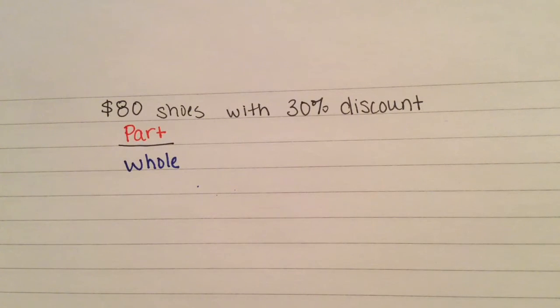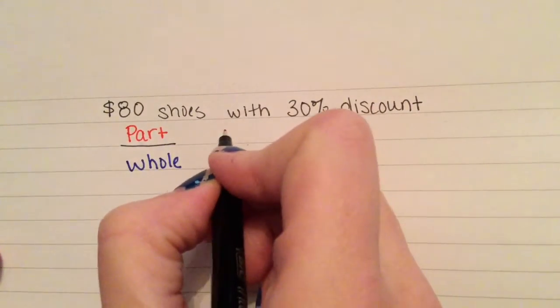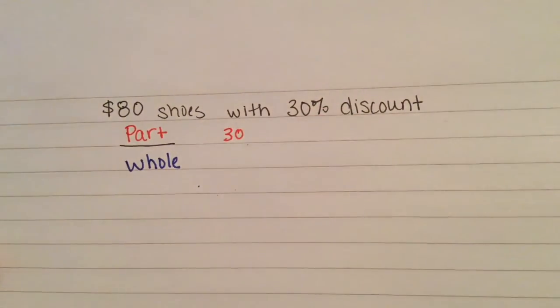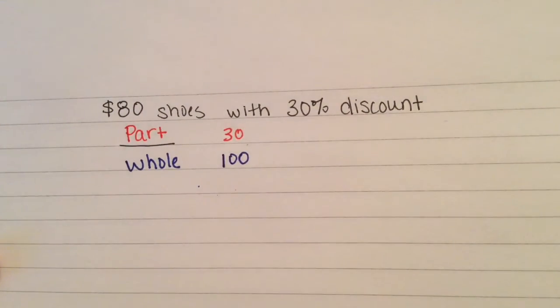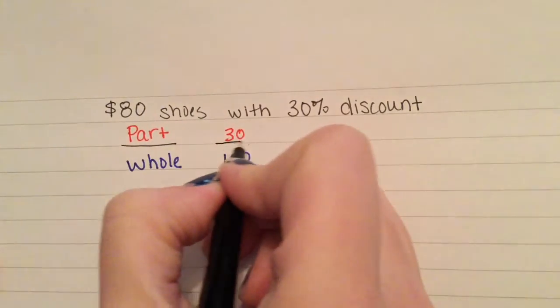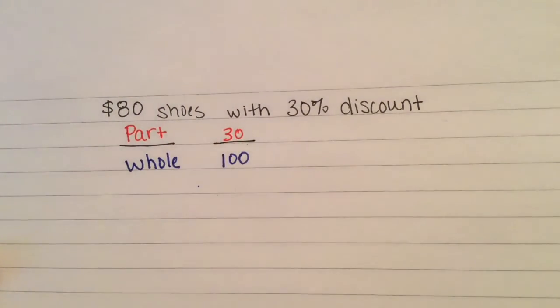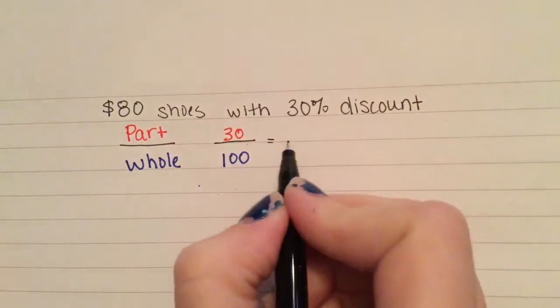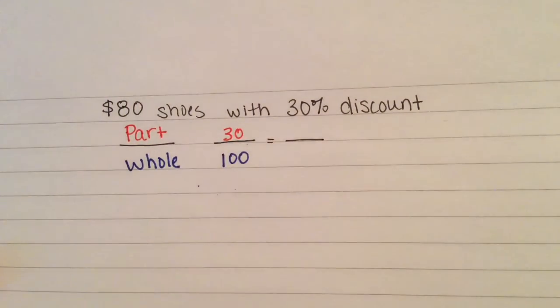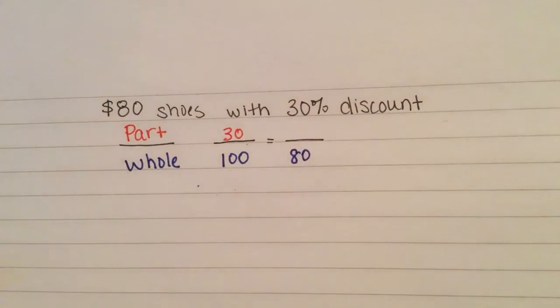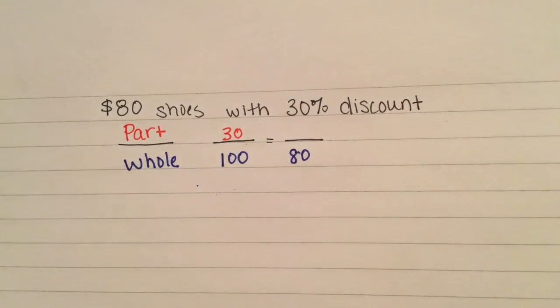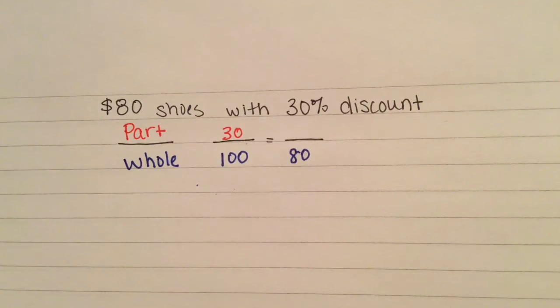30% means 30 per 100, so they will discount you 30 cents of every 100 cents you pay. Our part-to-whole relationship is 30 over 100. We know that normally 100% of the shoe cost is $80. Our job is to determine what 30% of 80 is. We're going to do that by using scaling.